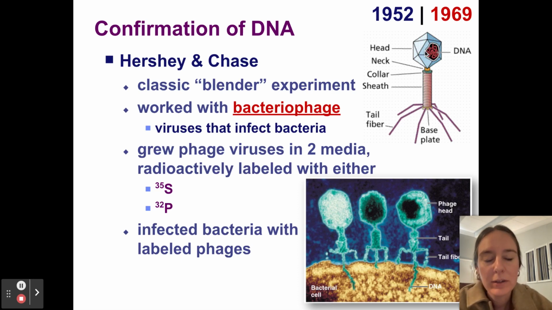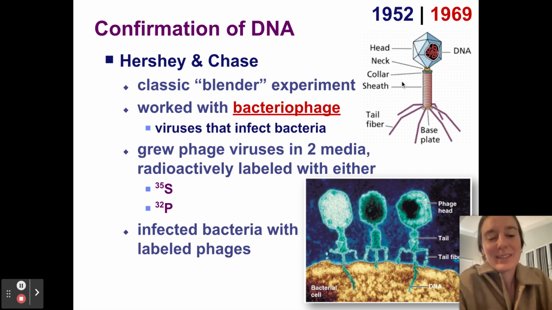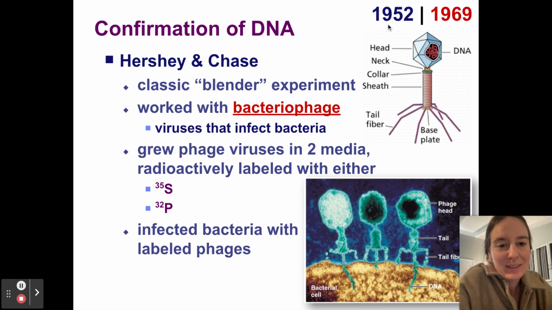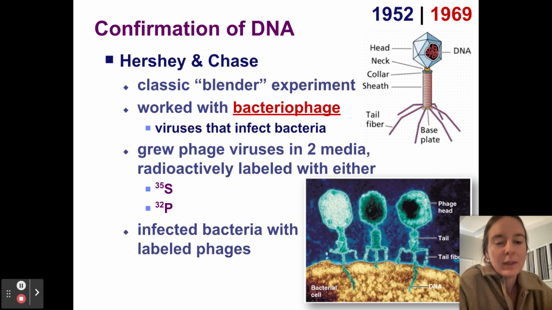Now, if you look closely here, in the center of the head of the bacteriophage, this virus here, there is DNA. And then you have this collar, this sheath, and then these tails. It looks so interesting. It looks kind of creepy here, but this is a virus, one virus. And the outside here, the head, the collar, the sheath, the tail fiber, this is all made up of protein. But inside, it's made up of DNA.